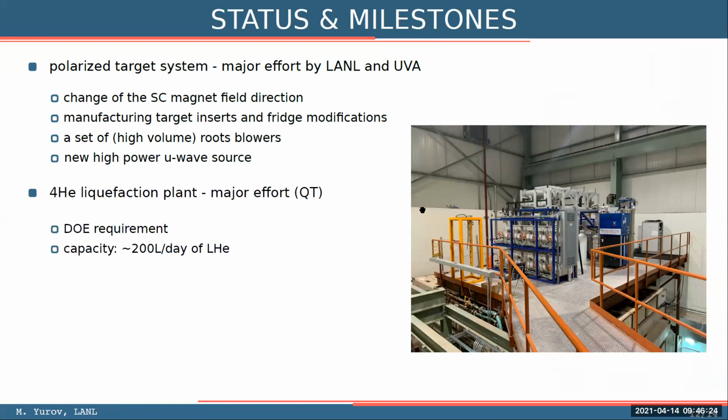One of the conditions from DOE was that the helium gas has to be recirculated and not wasted during the operation. So the construction of a helium liquefaction plant with a capacity of about 200 liters a day was contracted to an outside contractor, the company Quantum Technology. The system installation is nearly complete, which you can see in this photo, and we are completing that setup.